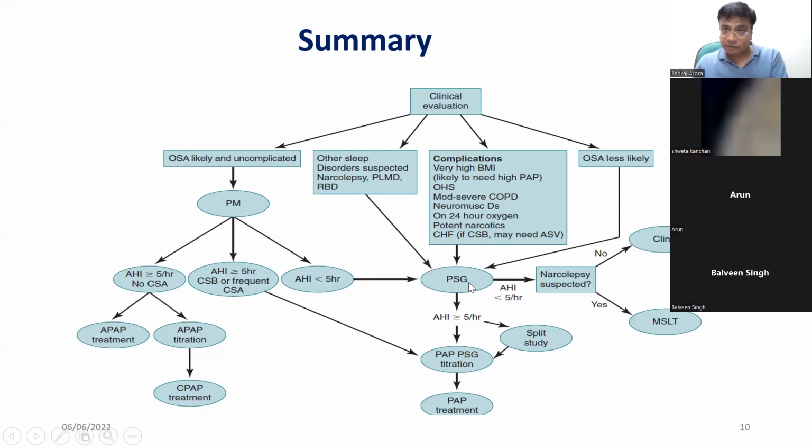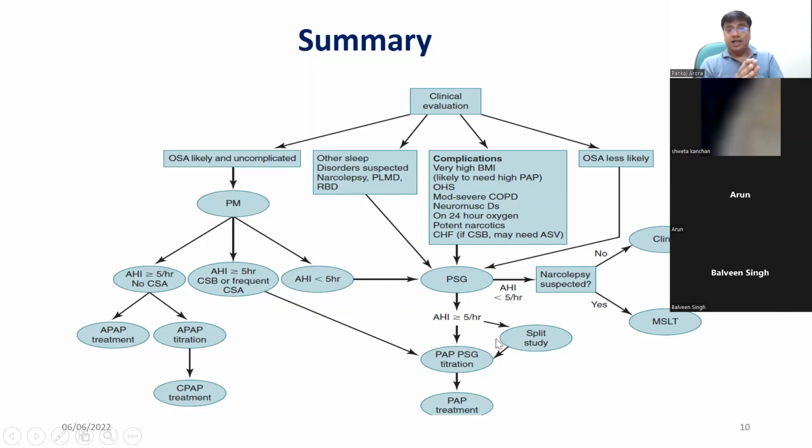So we do level 1 PSG again. If it is less than 5, it's okay. If it's less than 5, we think it can be a case of narcolepsy because he still has EDS, excessive daytime sleepiness during the day. Then we can do MSLT again, which is again a level 1 PSG and multiple sleep latency test. So again, if it's more than 5 per hour, we can do the PAP PSG titration or a split night study.